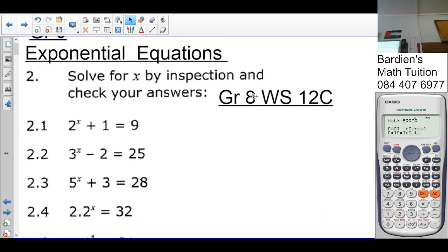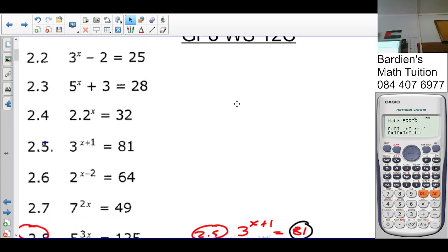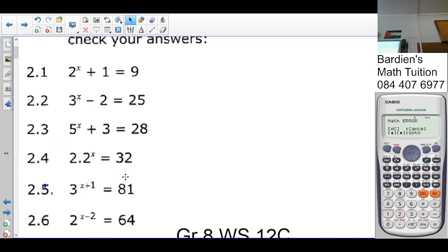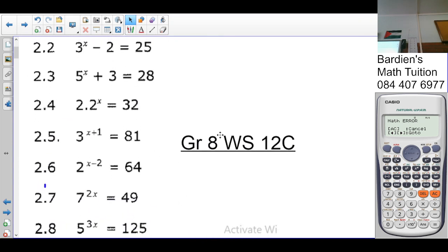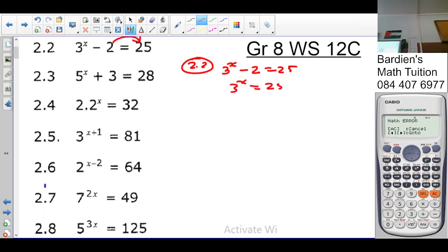Right, so here, this is number 2 of the same exercise, not so? Yes, sir. Right. Number 2.2. What needs to be done first here? Negative 2 over. It becomes 3 to the x equal to 25 plus 2, which is 27. Now what? 3 to the x is equal to 3 cubed, yes. Therefore, x is equal to 3.